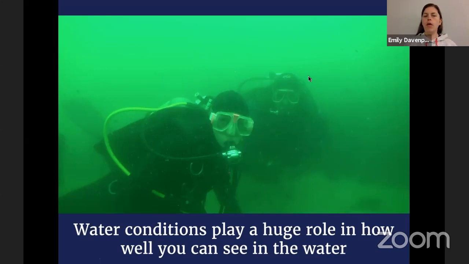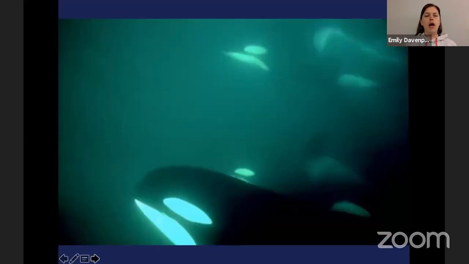Anyway, so to move on, water conditions play a huge role. Like you can see, these two divers can barely see each other. So think about here, look at this. This is three orca whales swimming together. You can barely see them, and you're only really able to see those white spots of the one furthest away. So they can't see each other very well. So they need to talk to each other in order to communicate. They can't rely on being able to see each other.